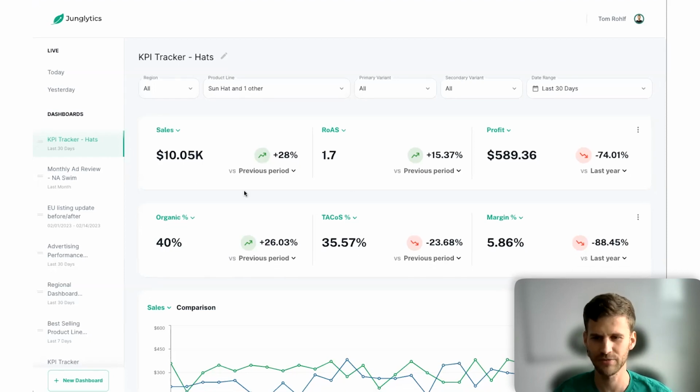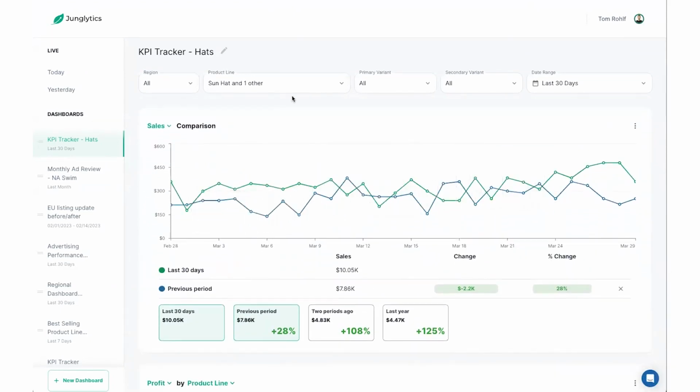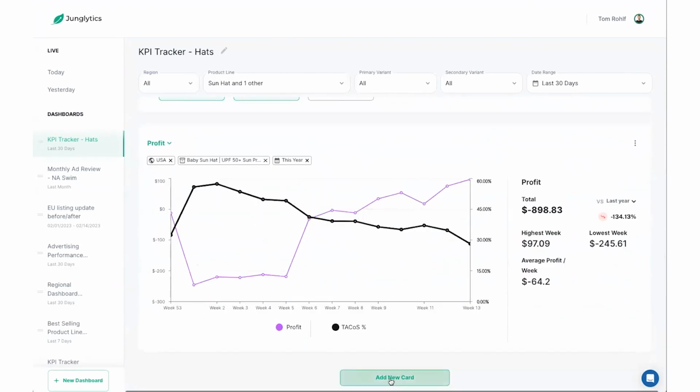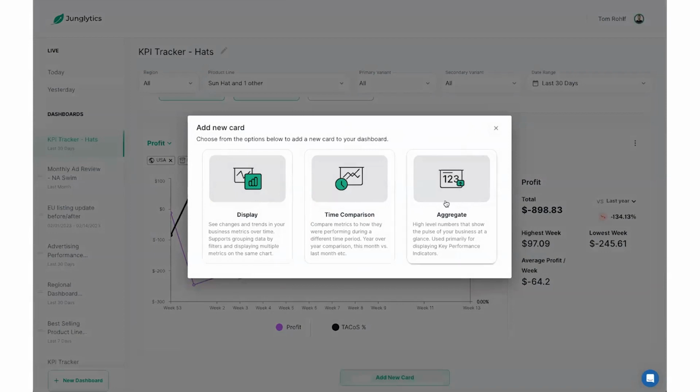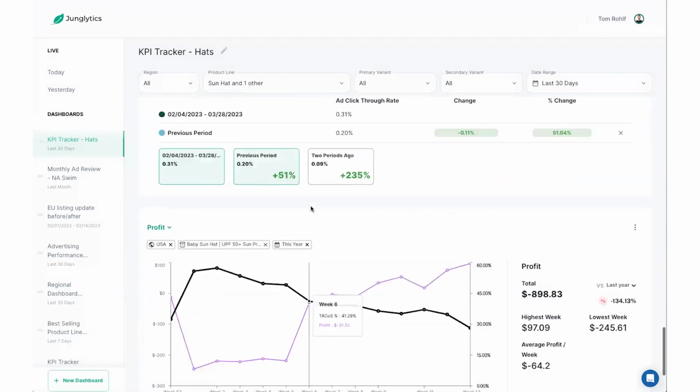Let's dive in a little bit further from the top level metrics, and we can scroll down the dashboard and see some more metrics about these two product lines. This is our sales comparison card. Within Junglytics, there are a few different card types that you can have. One thing I'll say about the structure of Junglytics is you can have as many cards as you want on a dashboard. At the bottom of every dashboard, you can hit this add new card button, which will pop up this modal that allows you to add another card. If I were to do so, another card would appear at the bottom of the dashboard, and I could fully customize it to whichever metric and use case I wanted to see.